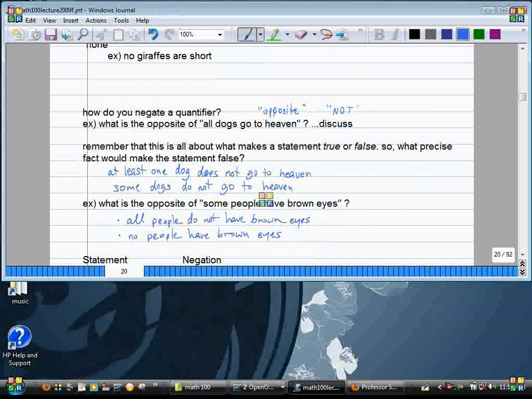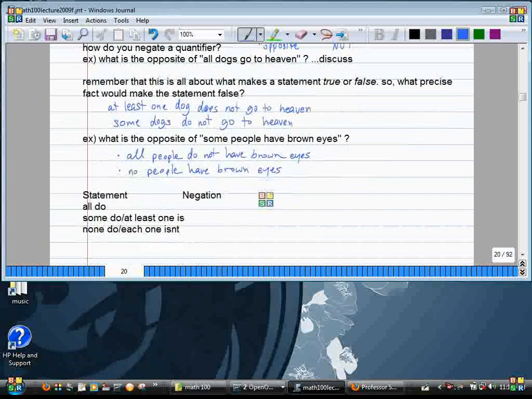Okay. So a lot of you seem to be getting this, the idea of what you need in order to make a statement with a quantifier not true. So that's pretty good. So let's talk about it in general. If you have these sorts of things, what's the negation? If the statement says all do, then what's the opposite of that? At least one doesn't, or equivalently, some don't.